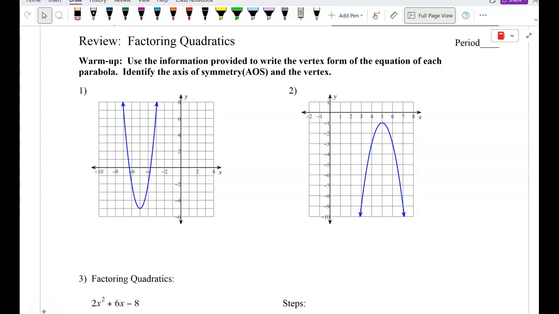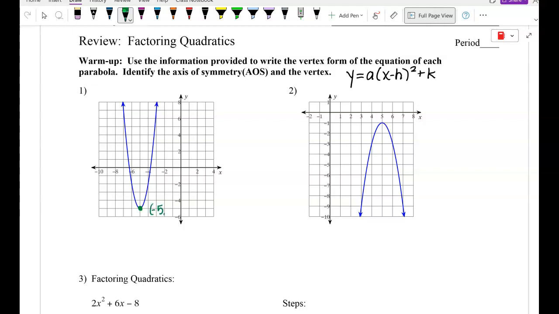All right, our warm up. This is from yesterday: use the information provided to write the vertex form of the equation of each parabola, and identify the axis of symmetry and the vertex. So the first thing we have to identify is the vertex, because that is one of the keys to writing this in vertex form. And remember that vertex form is y equals a times the quantity x minus h squared plus k. The vertex is going to give us that h and k, so it's going to give us two of the three pieces of information we need to know. So what are the coordinates of that vertex?